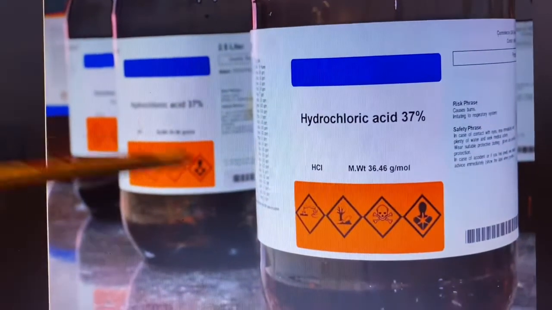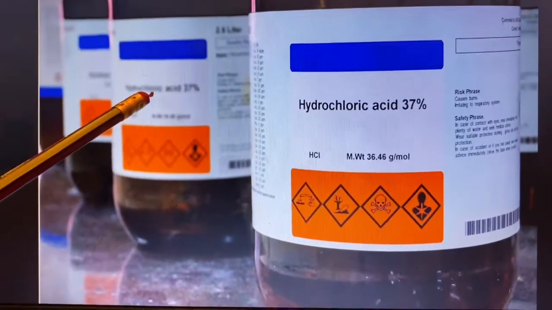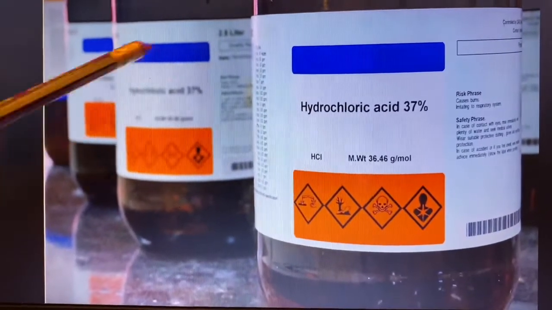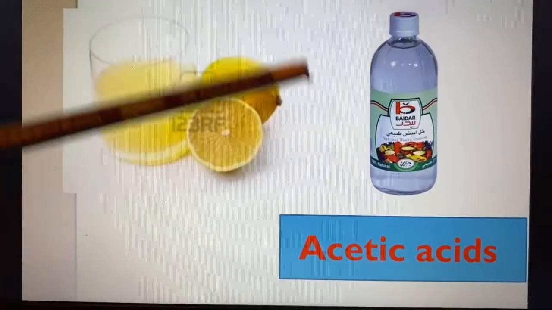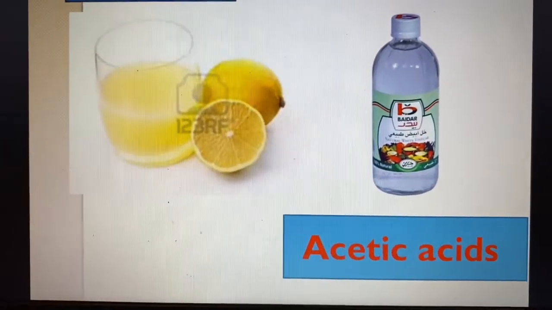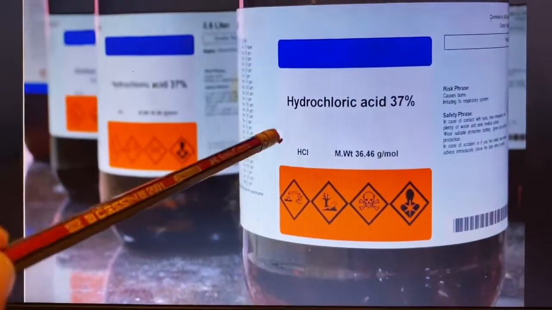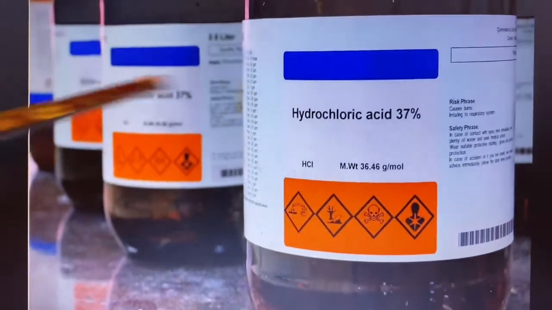There are some acids you already know, the hydrochloric acid and sulfuric acids. Now these acids are different than the acids we will learn today. Today our acids are organic acids that contain carbon and hydrogens. The hydrochloric acids and sulfuric acids are not organic acids.